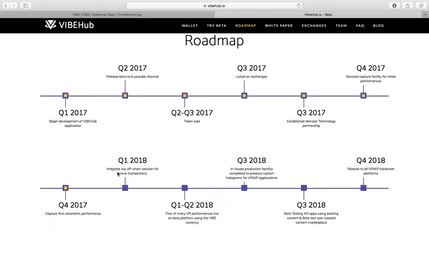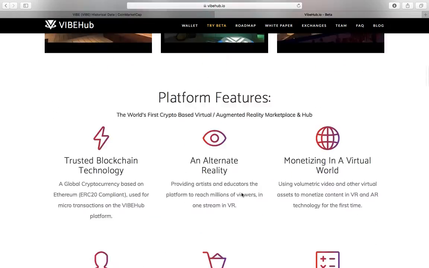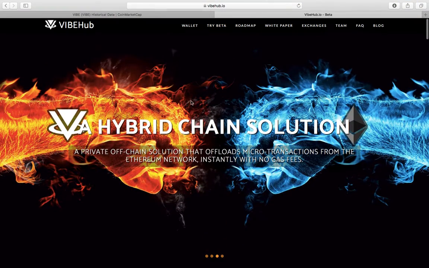So Q1, integrating off-chain solutions, microtransactions, first many VR performances live on beta. Okay, so a lot of interesting stuff going on there. I actually do purchase this, or I did purchase this. I have a lot of shares of Vibe. I think it's a great coin. I think it has a great future. All the things are right for me.